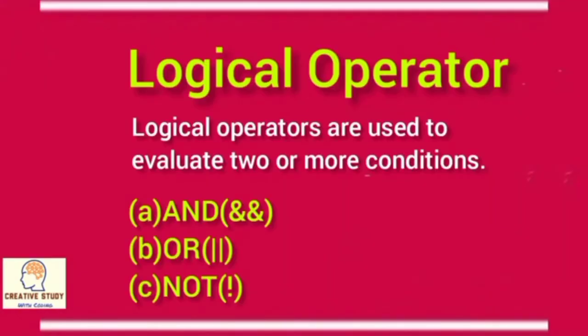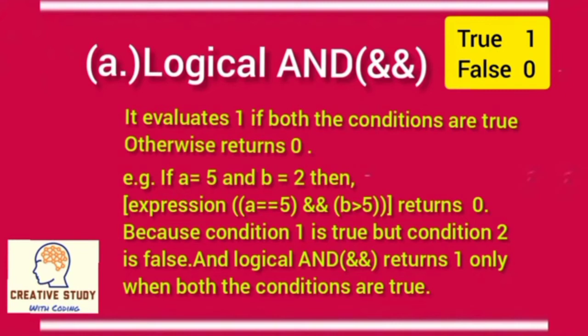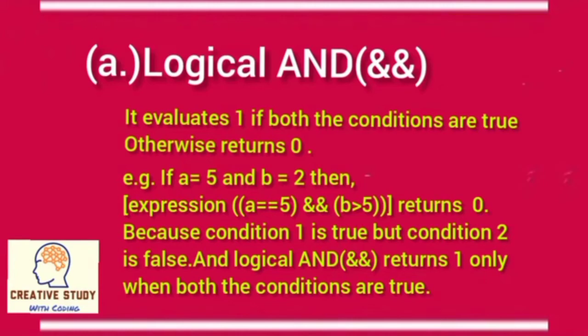Let's see logical operator. Logical operators are used to evaluate two or more conditions. It is of three types: logical and, logical or, and logical not. Logical and. It evaluates 1 if both the conditions are true, otherwise returns 0. For example, if a = 5 and b = 2, then the expression a == 5 && b > 5 returns 0, because condition 1 is true but condition 2 is false, and logical and returns 1 only when both the conditions are true.